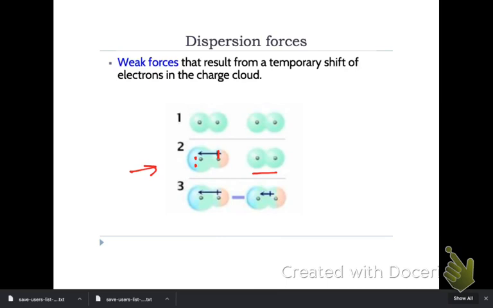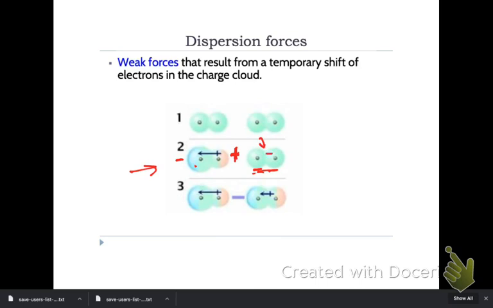So what happens then is if this molecule here at number 2 has its electrons moved to the left, it's going to be more negative on that side and more positive on this side. So when it comes into close contact with another molecule that in this case is kind of neutral, this positive charge is going to call out to the electrons in this guy.